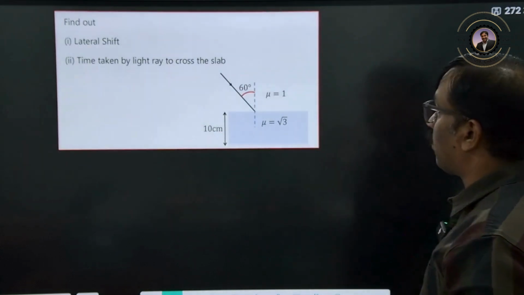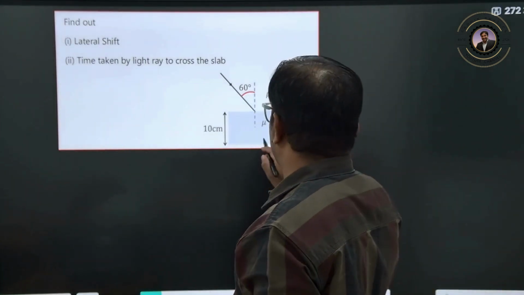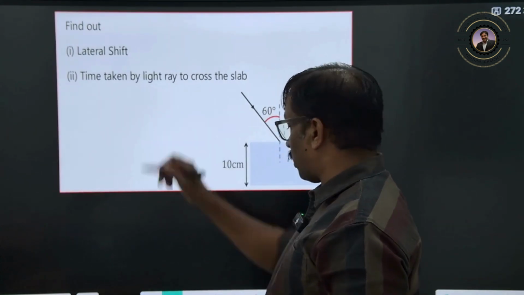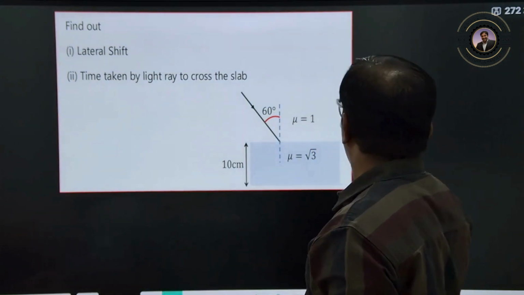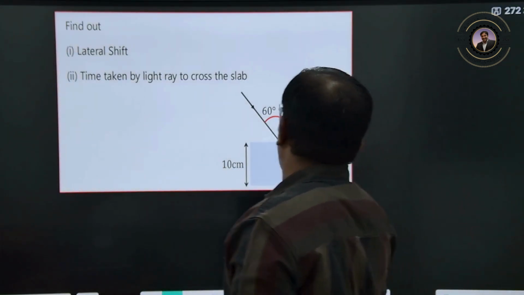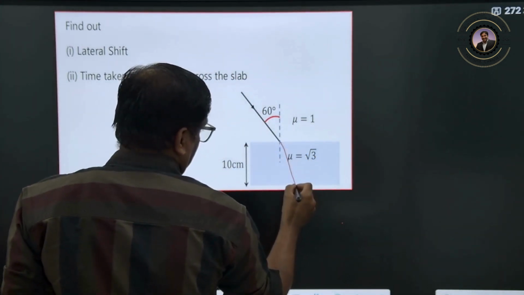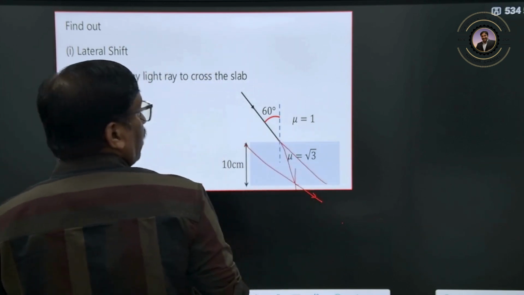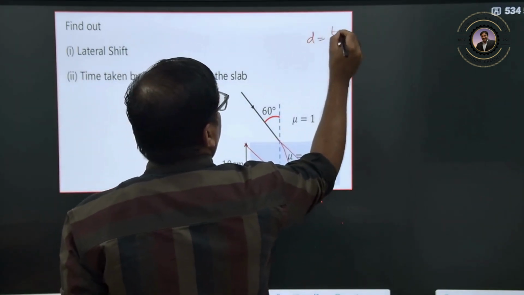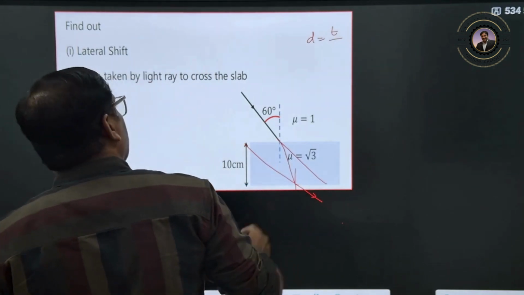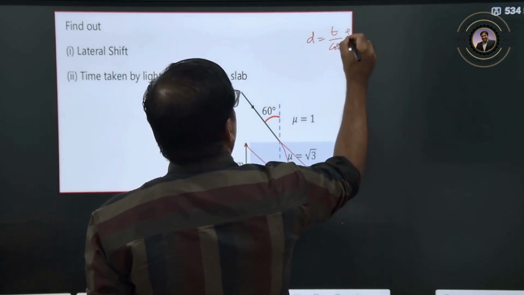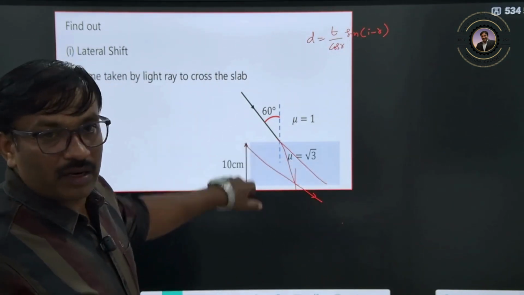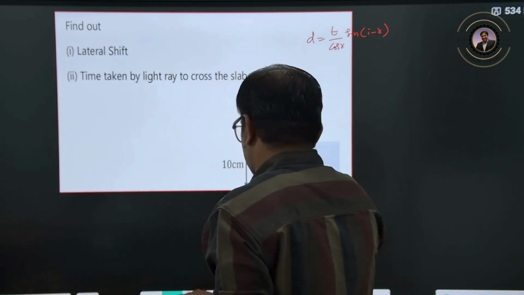Clear? Now this we just derived. Now the lateral shift. What is the formula for lateral shift? What will happen here? The ray will go like this, and then afterwards it will go like this. So d is equal to t by cos r into sine of i minus r. We derived this already, so just substitute it and you can get your answer.